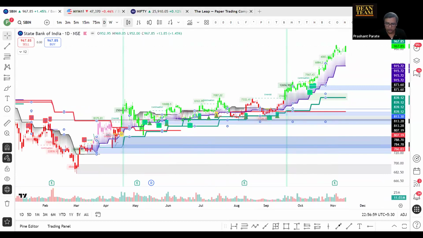So there are some questions written. Let me check. I have opened my TradingView account. How do I add indicators? I have shown how to add them.